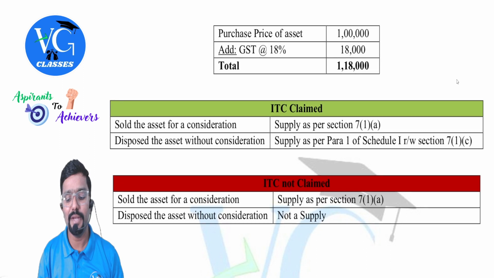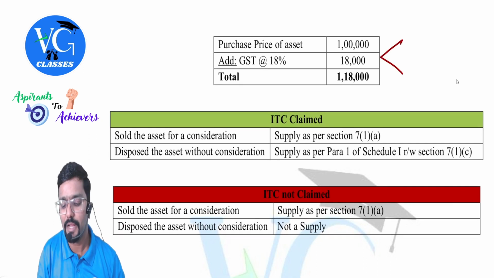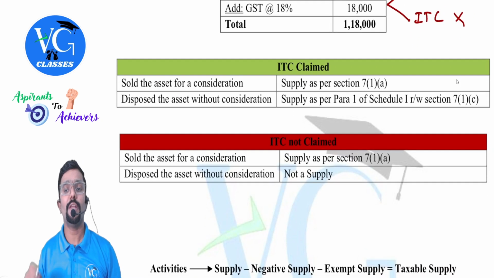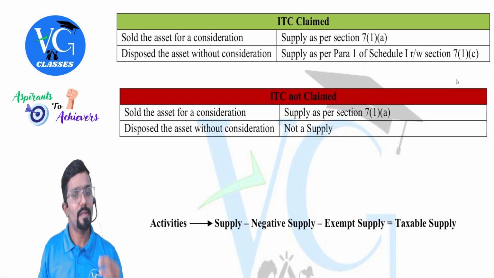Now, whether I have claimed it or not is a secondary thing. Correct? Yes. So let me take both ways: ITC claimed, ITC not claimed. Now, what if I have claimed? I am explaining this scenario. I have claimed ITC. When I purchased, I claimed the credit of 18,000.